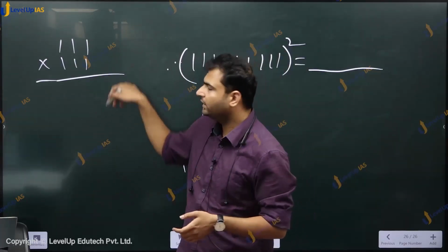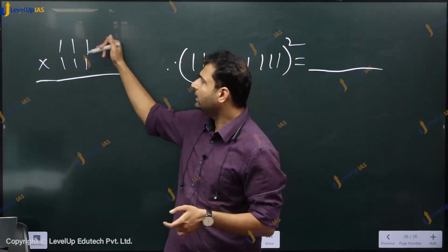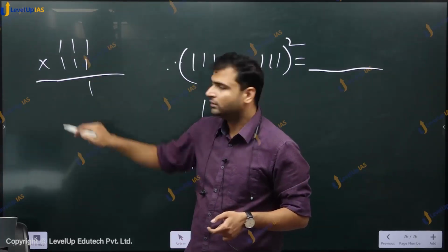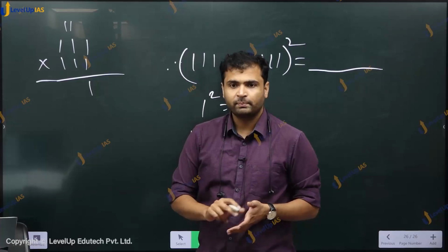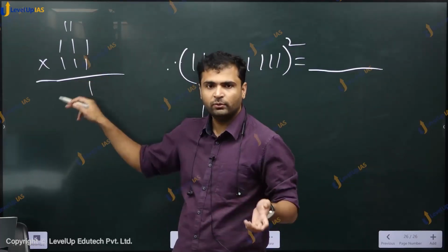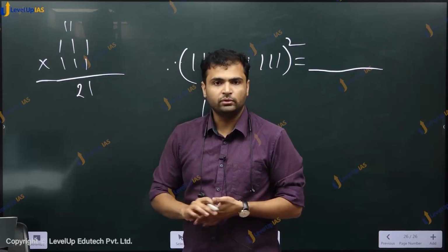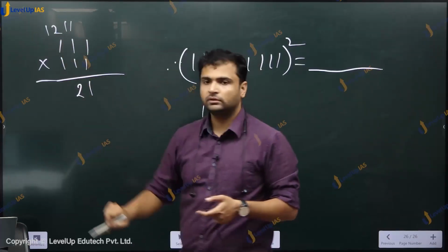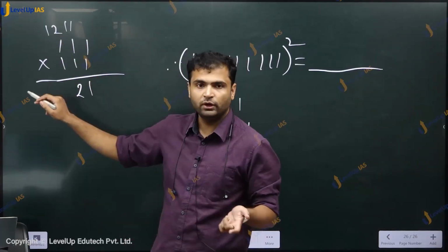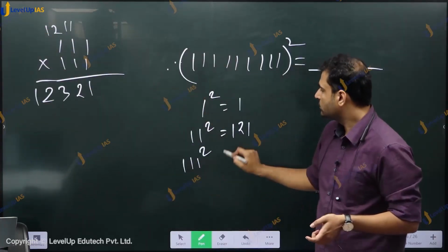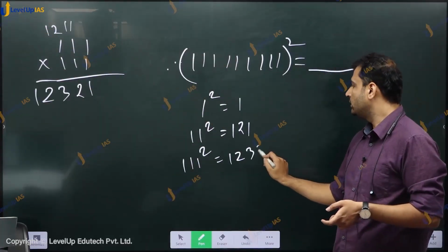Either you go by zeros and all, or you directly, because you only have to go up to one. So 111 ones are 111. Carry 11. 111 ones are 111 plus 11 is 122. Carry 12. 111 ones are 111 plus 12. 1, 2, 3. So this is 1, 2, 3, 2, 1.